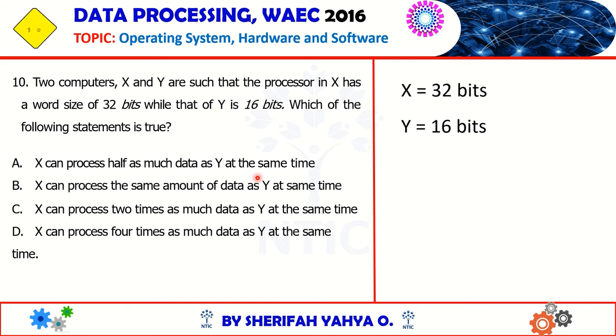If we look at the values, the size of the words that computer X can accommodate is 32 bits, and that of Y is 16 bits. If they are to be processed at the same time, that means computer X will process twice of computer Y. That means a 32-bit system can process twice. That is 32 divided by 16, which is 2. It will process twice of computer Y. So therefore, our answer is C.